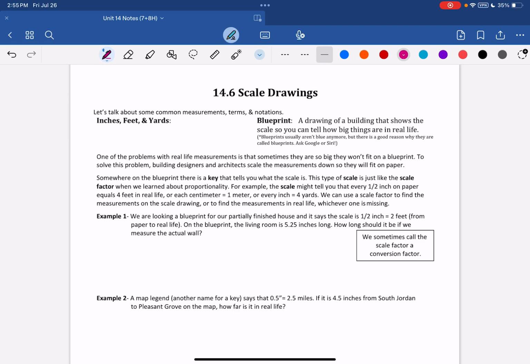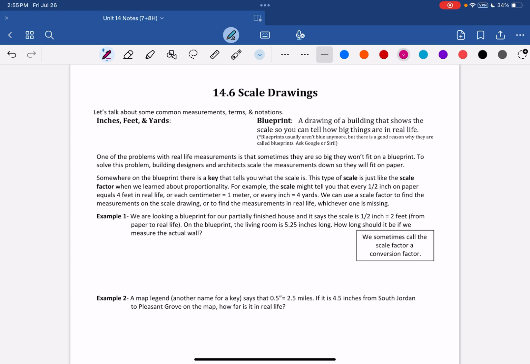Scale drawings. So we've talked about ratios, we've talked about proportions in the past. We've also talked about dilations this unit, which is why this is in with this unit. But really we're talking about proportional relationships. So there's that. Here we go. Scale drawings.